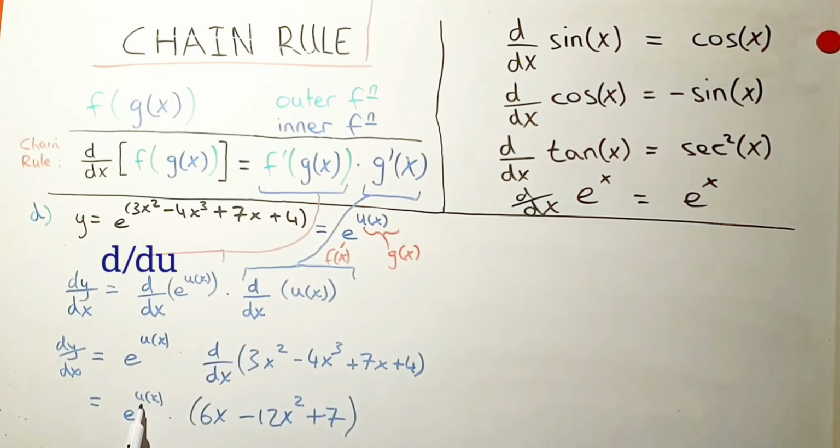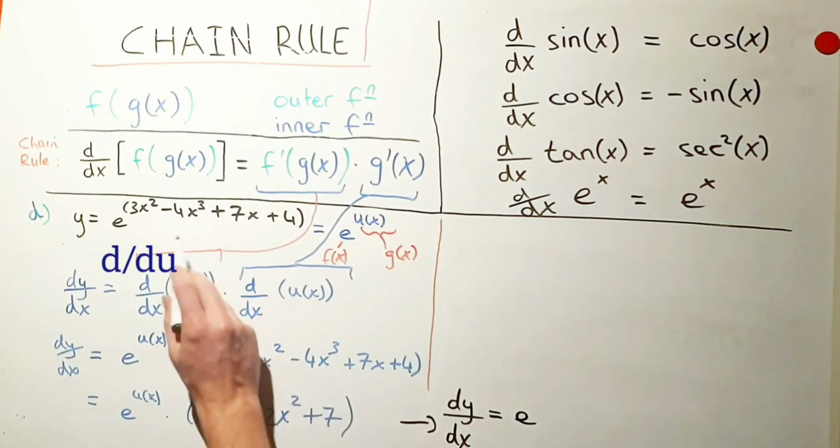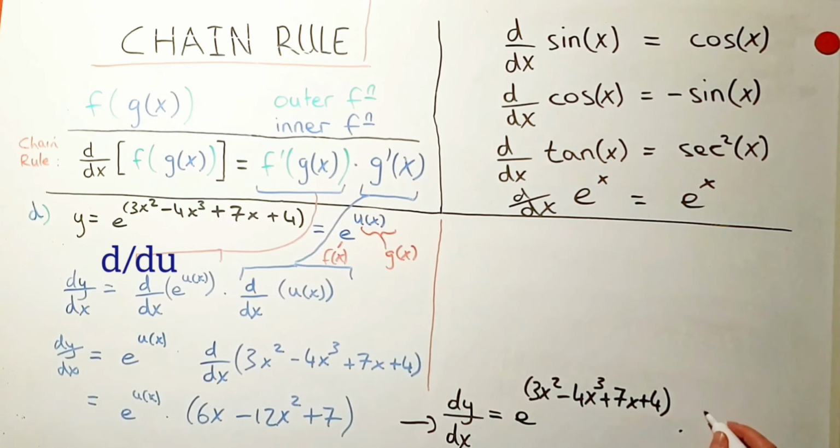Now I can insert our u of x back in here to give us our final result. The final result is going to be dy dx equals e to the u of x, and we know that u of x is this exponent here, so that's just going to be 3x squared minus 4x cubed plus 7x plus 4. So that's our e to the u of x filled in, and that is in product with this expression here, so that's going to be 6x minus 12x squared plus 7.